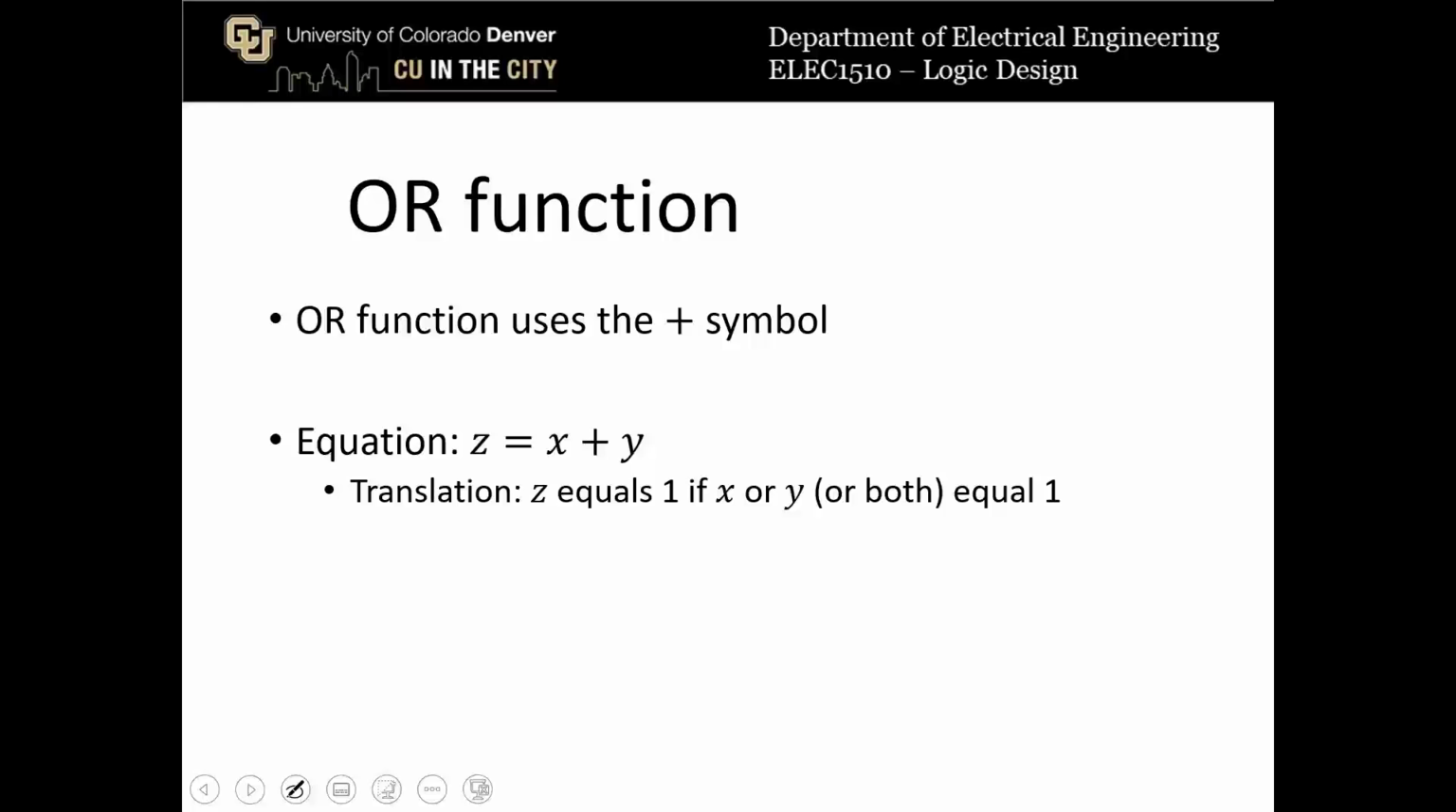So that function means that at least one of the two input variables has to be equal to 1, and then the output is 1. So these are the inputs, and z is the output. Z will only be 0 in this function if both x and y are 0.